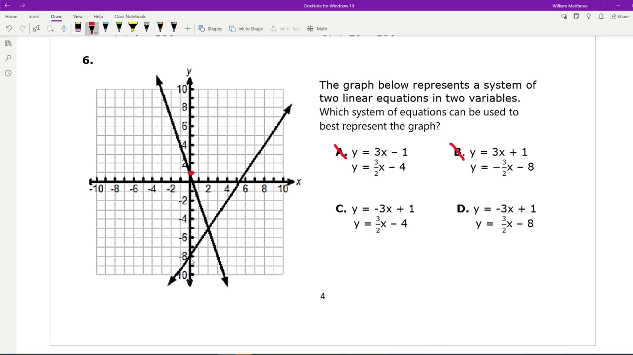My other equation goes all the way down to a negative 8, so that means I'm going to be subtracting 8. D is the only one that subtracts 8. I don't need to go any further because this one makes a mistake there. But if I needed to, I can show that I go up 1, 2, 3, and over 2 to stay on the line.